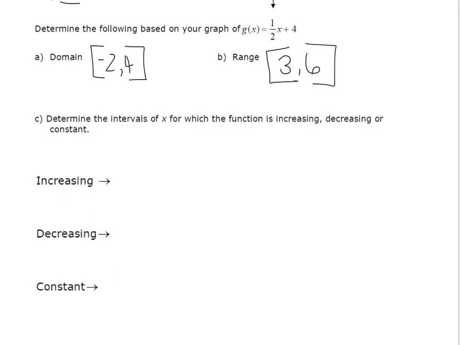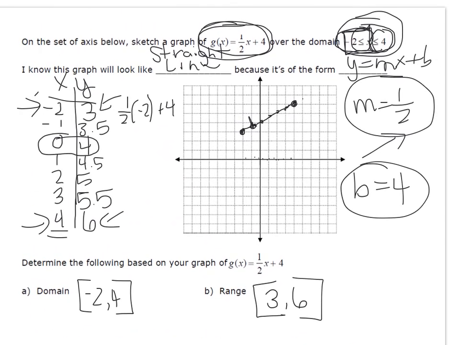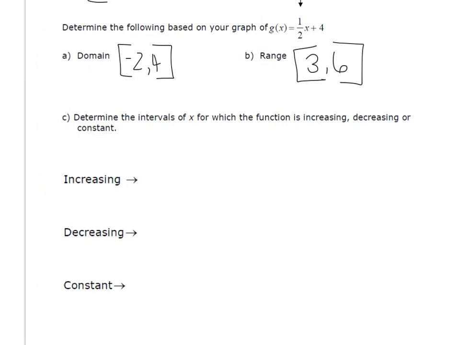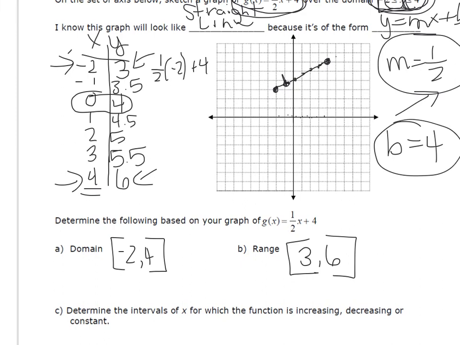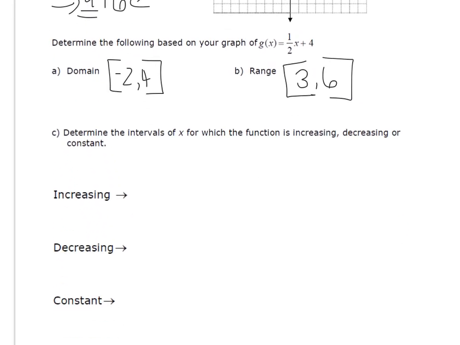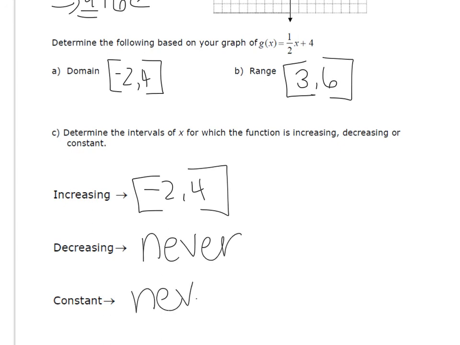Determine the intervals for which x is increasing, decreasing, or constant. Well, let's go take a look. It's always increasing. So the interval for which it's increasing, remember, when I ask you for an interval over which a graph is behaving a certain way, I'm talking about the interval of the x's. So the interval for which it's increasing, which it always is, would be the same as the domain. It increases from -2 to 4. It never decreases, and it is never constant, because remember, constant means it would look like a horizontal line.